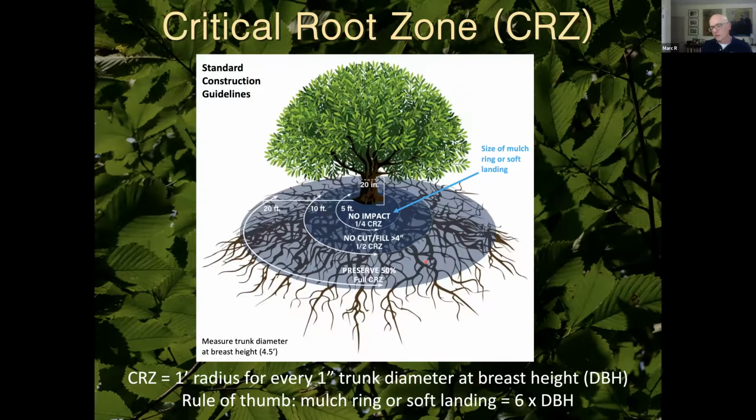Critical root zone, I'll quickly touch on this because if you do any construction, you can look at this graphic to get the exact dimensions. But the reason that I like to include this is the no impact zone for construction, which is one quarter of the whole root zone. It's about 6 times the diameter of the tree at breast height, which is considered 4.5 feet. That's a good size for your soft landing or your root mulch, because that protects most of the root flare. And that's where you don't want anybody walking or any kind of activities in that area. They protect it during construction. You should protect it in your home.